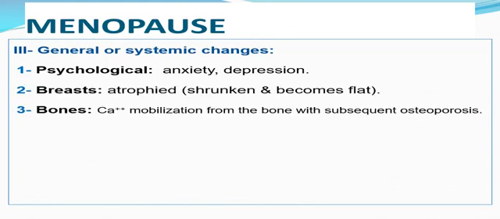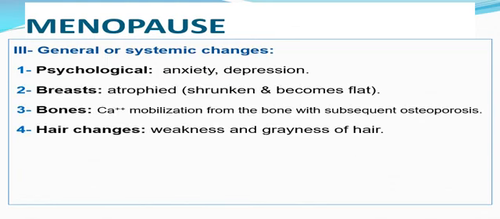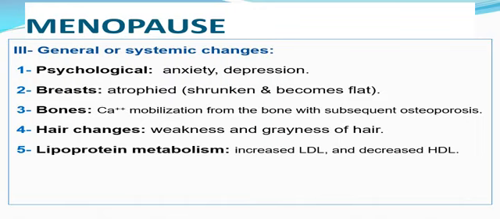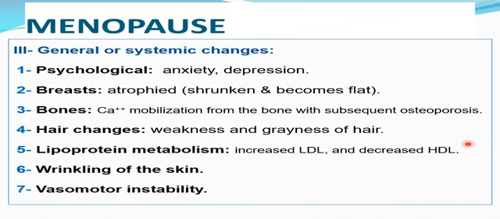Regarding general changes occurring, estrogen and progesterone were responsible for some psychological changes, breast development, bone development, and protection from ischemic heart disease. But now, at the age of menopause, due to depletion of these hormones, there is anxiety, depression, breast atrophy, and calcium mobilization from bones with subsequent osteopenia and osteoporosis. There are hair changes leading to weakness and grayness of hair, and increased low density lipoprotein and decreased high density lipoprotein, with more liability for ischemic heart disease and hypertension. There is more and more wrinkling of the skin and vasomotor instability.